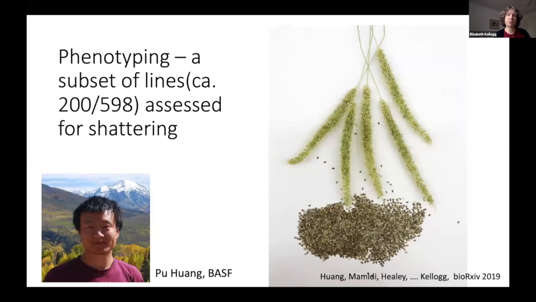And Pu Huang, who's now at BASF, phenotyped a subset of these lines, about 200 of them, and assessed them for shattering. So here's a bunch of plants over here, and you can see there's a big pile of seeds, spikelets, that have fallen off. Obviously a very high shattering pile of plants.